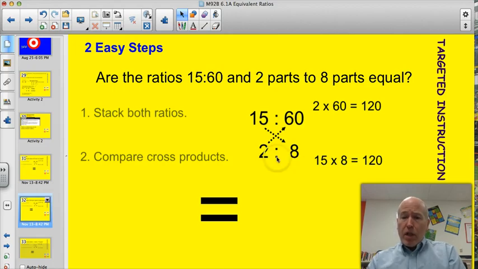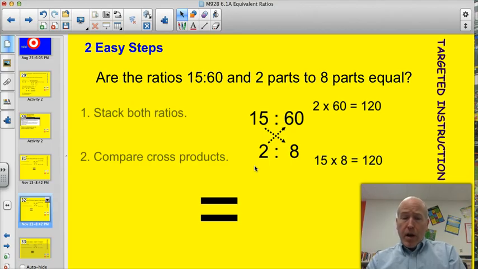Next, compare the cross products. So multiply across here. 2 times 60, that gives me 120. And 15 times 8 equals 120. Now you're going to be able to use your calculator on this target, so this should be really straightforward and easy for everyone. 120 and 120 are equal, so once again, these two ratios are equal or equivalent.